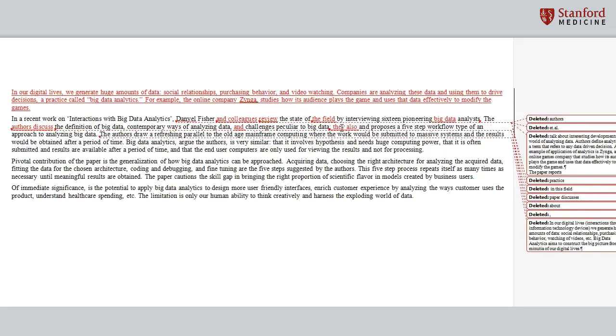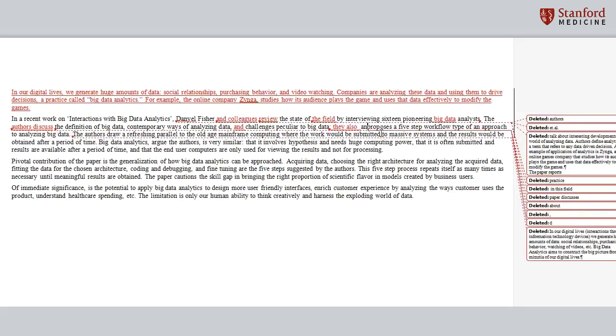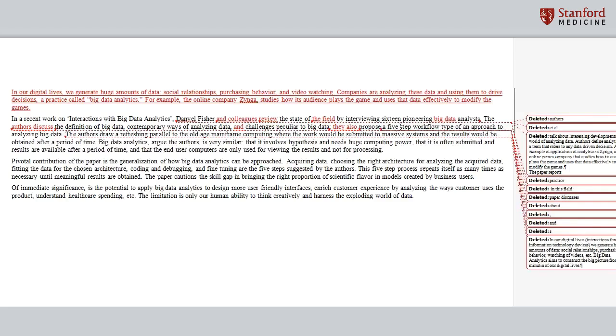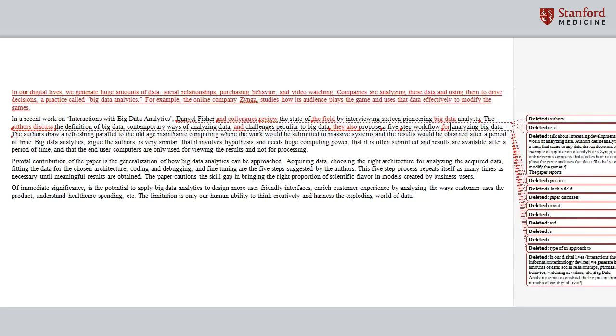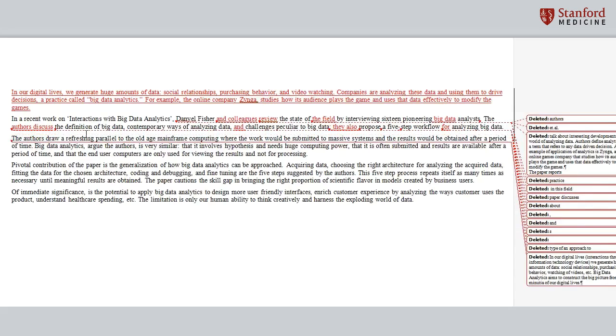So they also propose a 5-step workflow. And then we get "type of an approach to analyzing big data." Well, we don't need any of that, right? So we just say they propose a 5-step workflow for analyzing big data. We don't need the "type of approach to," right? And I'm actually going to end that paragraph right there. So this gives us an overview of what this review article accomplishes. They discuss things like the definition, the challenges, things like that, and they propose a 5-step workflow.